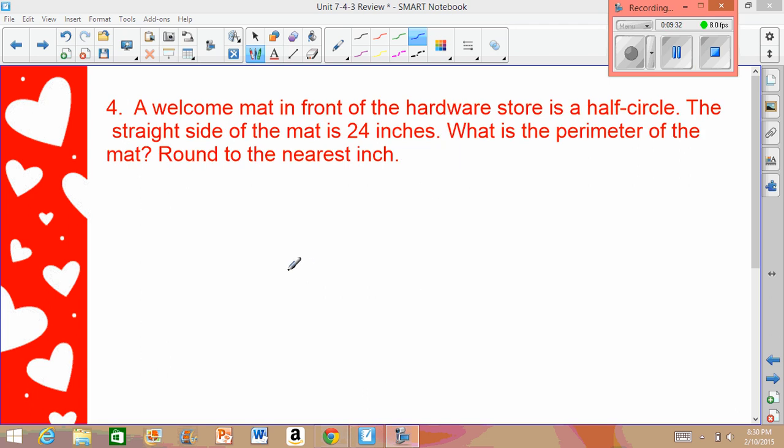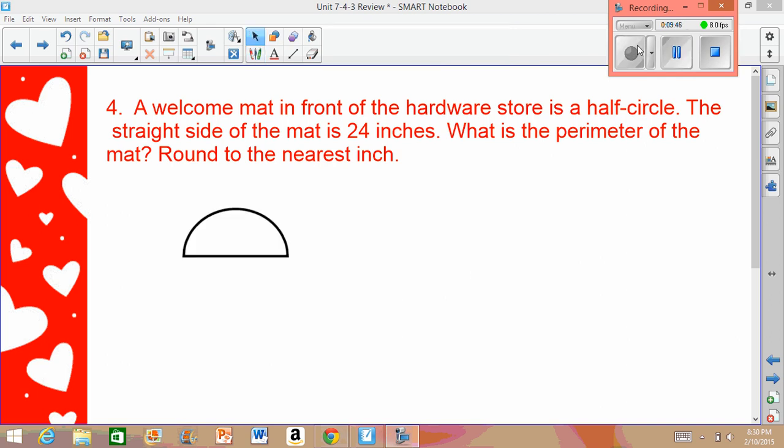All right, moving on to number 4. It says a welcome mat in front of a hardware store is a half circle. The straight side of the mat is 24 inches. What is the perimeter of the mat? And it says round to the nearest inch. So I'm going to go ahead and draw an illustration for this.